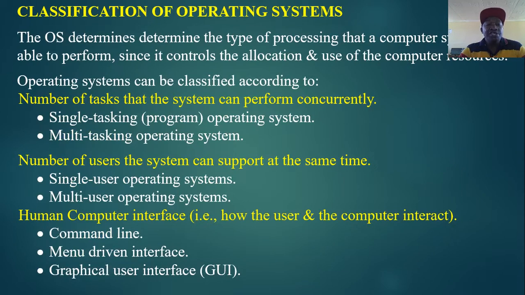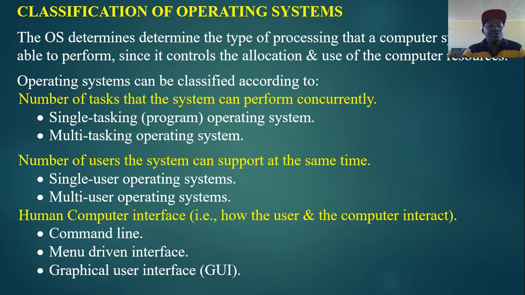So let's see, how do we classify operating systems? There are three parameters used to classify operating systems: according to number of tasks, according to number of users, and according to user interface or human computer interface. According to number of tasks, we have single tasking, which are programs that can only handle one task at any given time, and multitasking, which are programs that can handle several tasks at any given time. According to number of users, we have single user and multi-user. Single user is an operating system that can only handle one user at any given time, whereas multi-user is an operating system that handles more than one user at any given time.